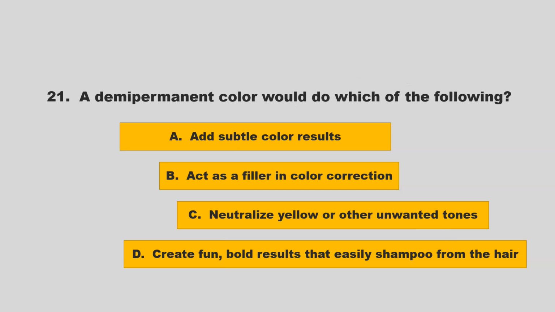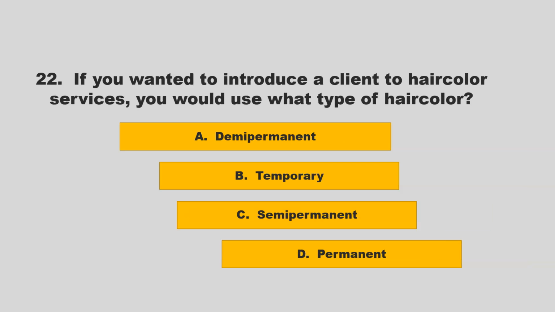A demi-permanent color would do which of the following? Is it add subtle color results, act as a filler in color correction, neutralize yellow or other unwanted tones, or create fun, bold results that easily shampoo from the hair? If you chose B, act as a filler in color correction, you are correct.